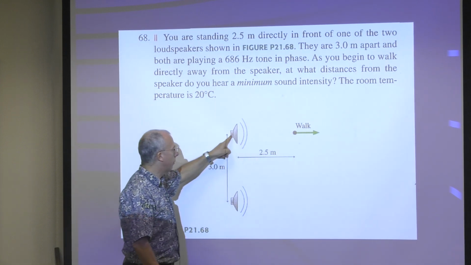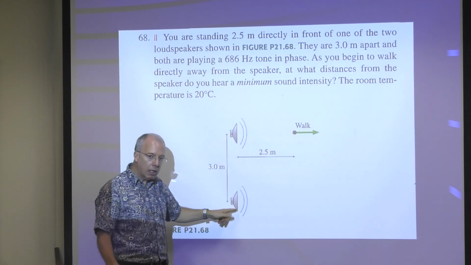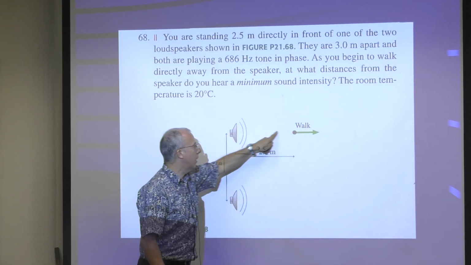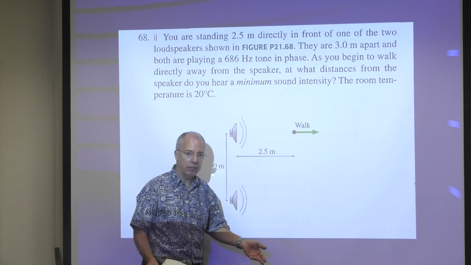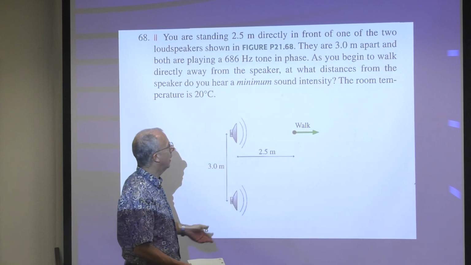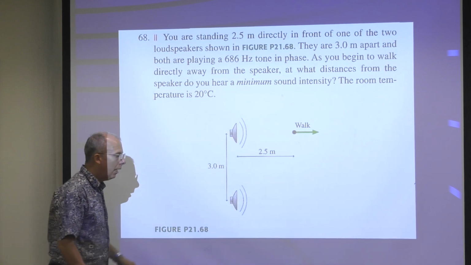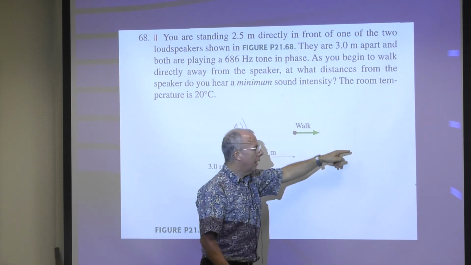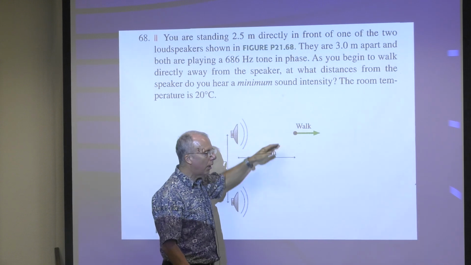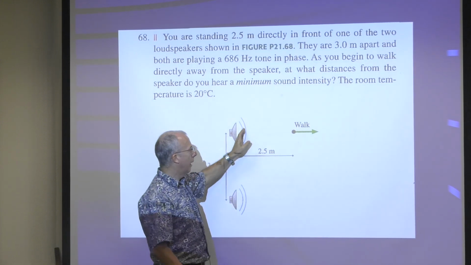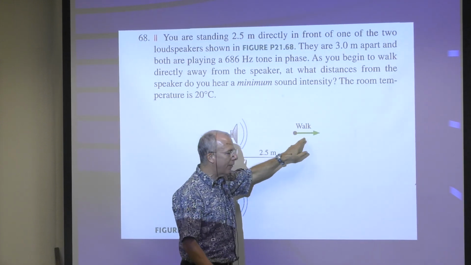If the path difference is one wavelength, constructive interference. If the path difference is a half or 3 halves or whatnot, we're going to have destructive interference, so you're going to hear a minimum. So as you're walking, when there's a path difference of a wavelength or 2 or 3 or 4, you're going to hear a maximum sound. If the path difference is half or 3 halves, you're going to hear a minimum.